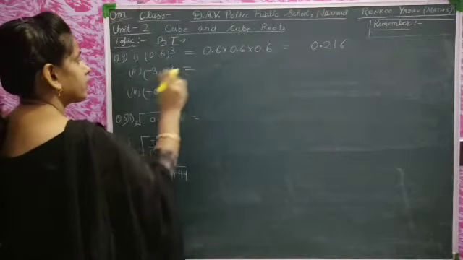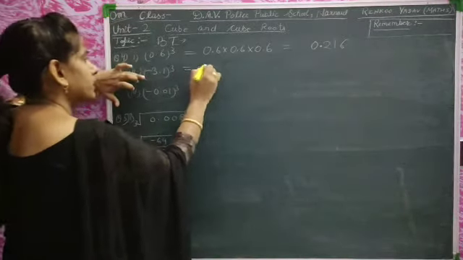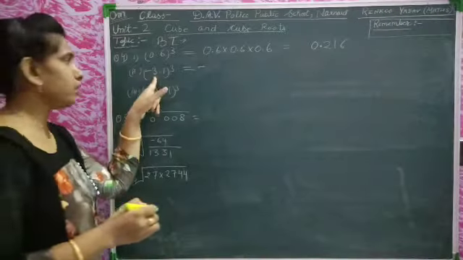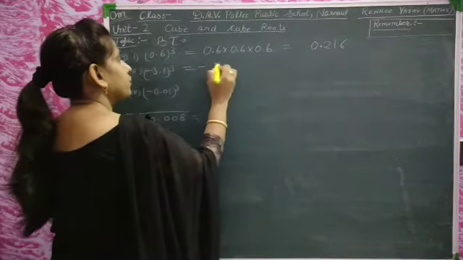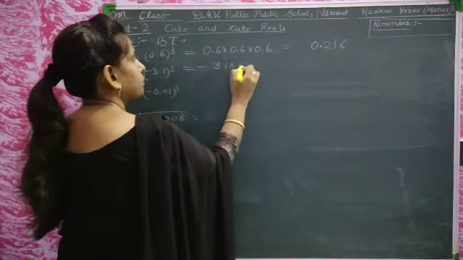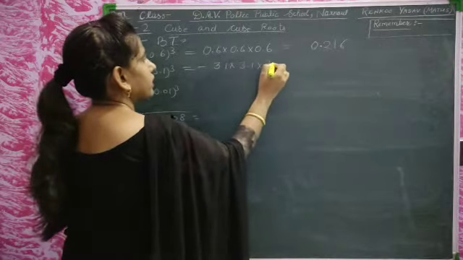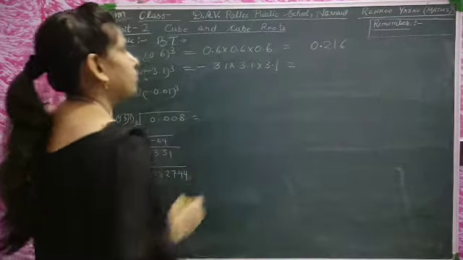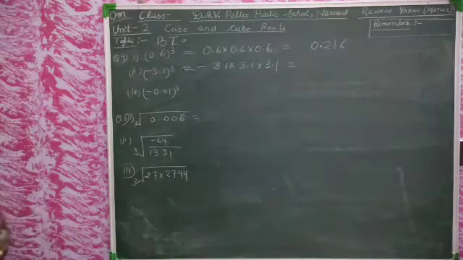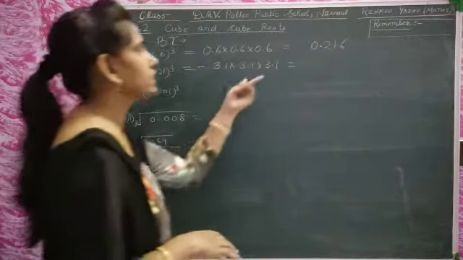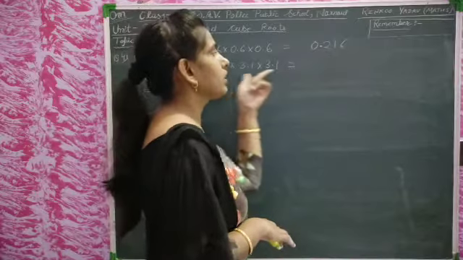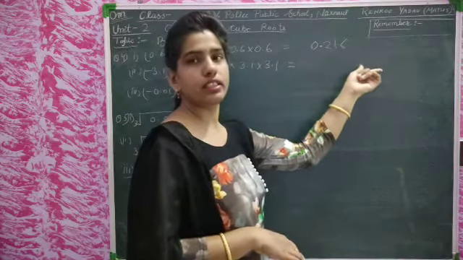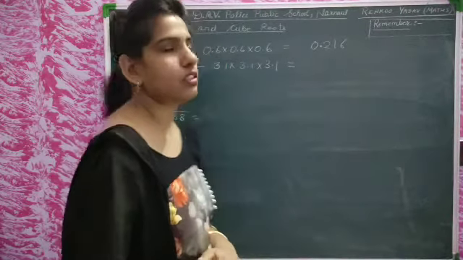Now we will go to the next question. There is a negative, so the minus sign is outside the number, and we get 3.1 into 3.1 into 3.1. Now we will multiply 31 into 31 into 31, and then place the decimal in the answer before the 3 digits.